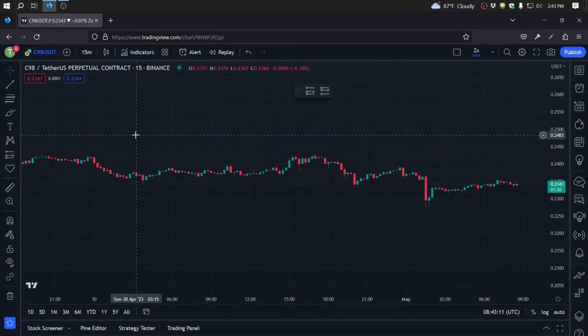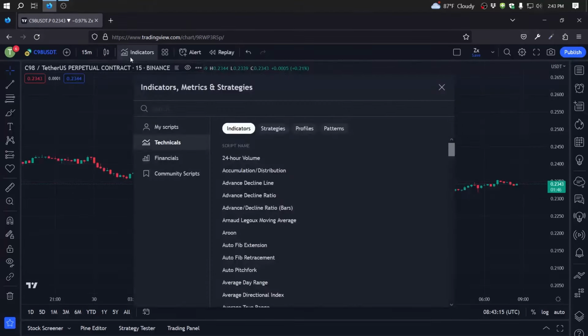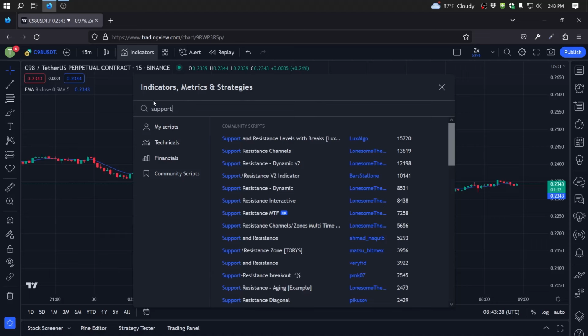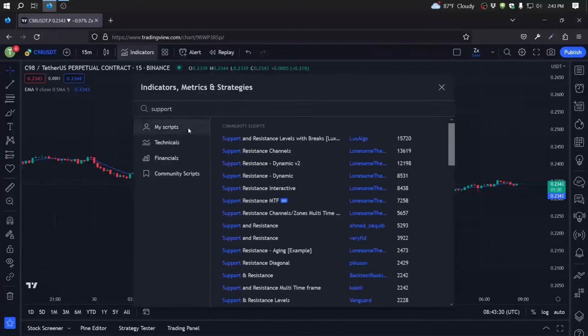So now I have to add our today's 3 indicators. The first indicator I want to add from TradingView is EMA, and the second indicator is support and resistance. I will give all the indicator details in my video description, and you can see support and resistance by LastAlgo. So I simply click to add on my chart.